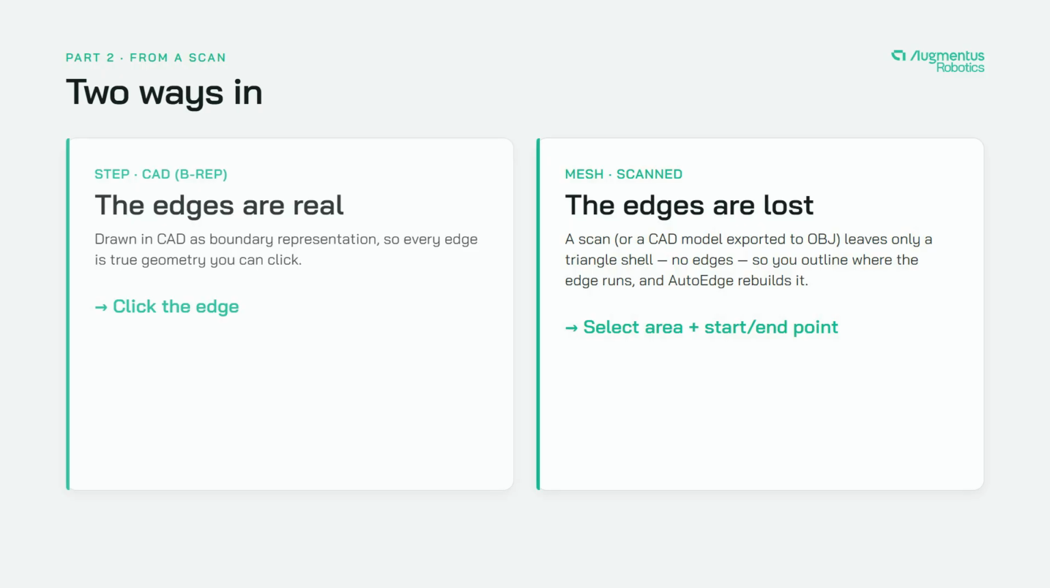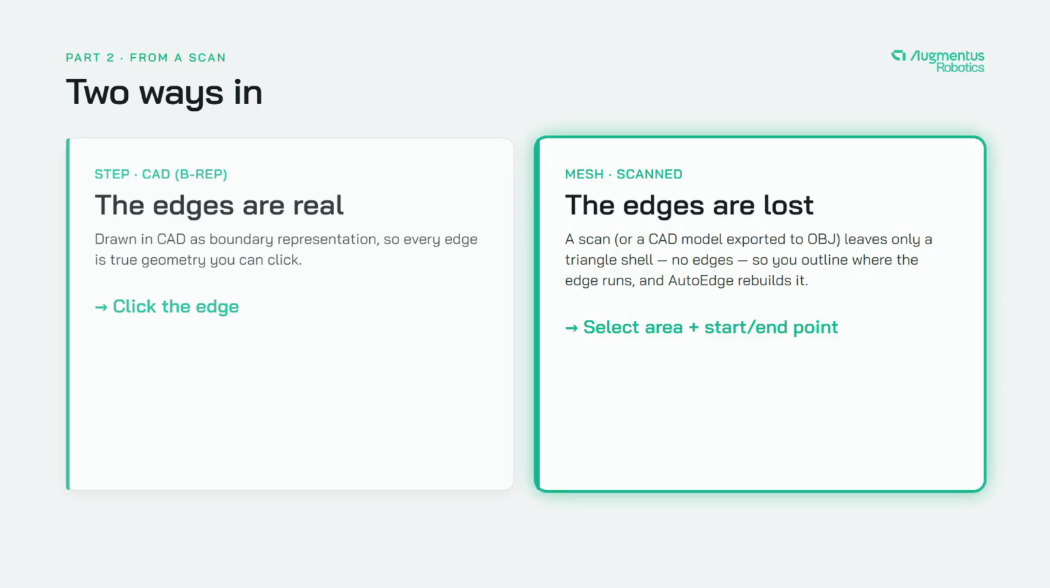A scanned mesh is just a shell of triangles with no edges to click. So AutoEdge finds the edge a different way. Because the edge lives where two surfaces meet, you select the area it runs along. AutoEdge fits a plane to that surface, and the edge appears where the plane and the mesh intersect.